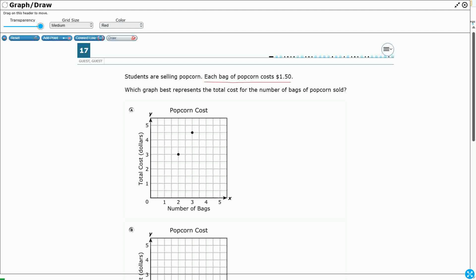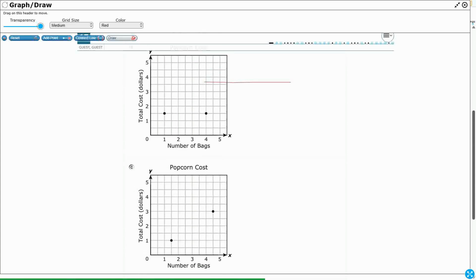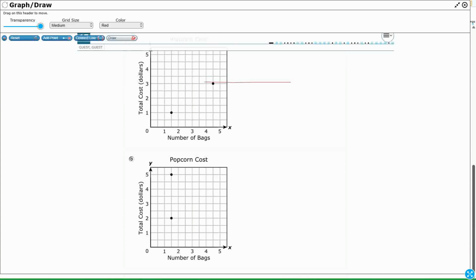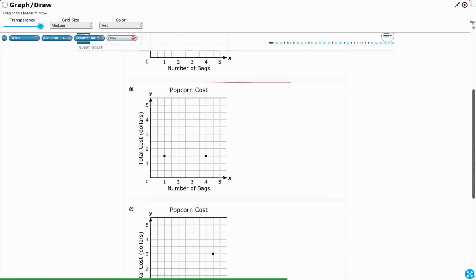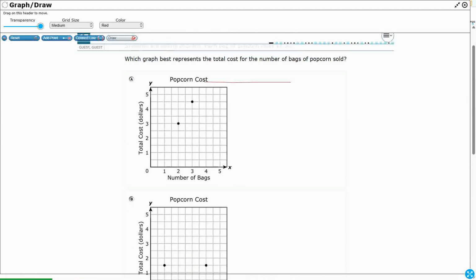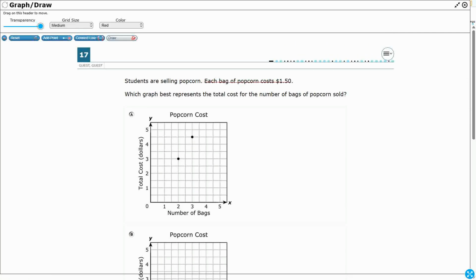Now, when we look at these graphs, these coordinate planes, you might be thinking to yourself, I don't see any XY coordinates. There's nothing given to us except that each bag of popcorn costs $1.50. Well, when we don't have any XY coordinates, we need to make our own. Let's create a table of values. So we're going to make our number of bags.